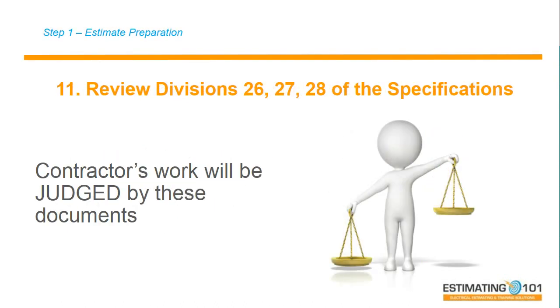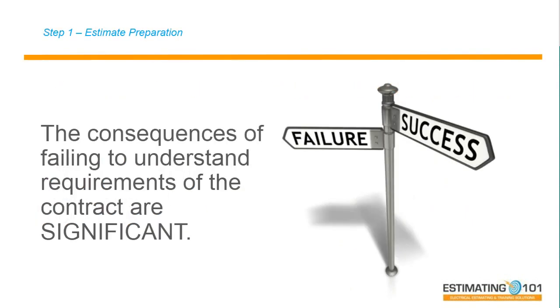The 11th thing I do is review divisions 26, 27, and 28 of the electrical specs. Don't ever forget, the contractor's work will be judged by these documents. The engineer is not going to let you buy because he likes you. He's not going to let you buy for any reason. He's going to hold you to the spec and make you meet that spec. The consequences of failing to understand the requirements of the contract are significant.